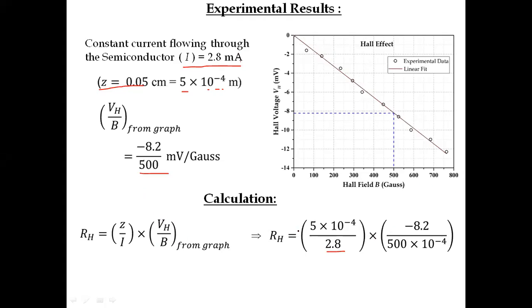Next, VH and B, you estimate them from the graph. From the graph, B you estimated as 500 Gauss. Gauss is not an SI unit, so you need to convert Gauss into Tesla. 1 Gauss equals 10 to the minus 4 Tesla. So put that value. The rest is easy. 10 to the minus 4 cancels out. Calculate this value, you get RH. So this is the way you can estimate the Hall coefficient.